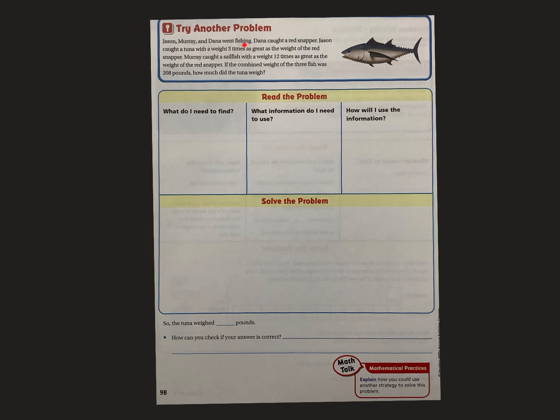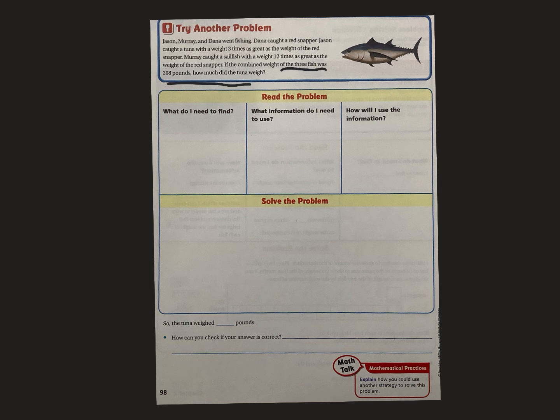Jason, Marie, and Dana went fishing. Dana caught a red snapper. Jason caught a tuna with a weight 3 times as great as the weight of the red snapper. Marie caught a sailfish with a weight 12 times as great as the weight of the red snapper. If the combined weight of the 3 fish was 208 pounds, how much did the tuna weigh?